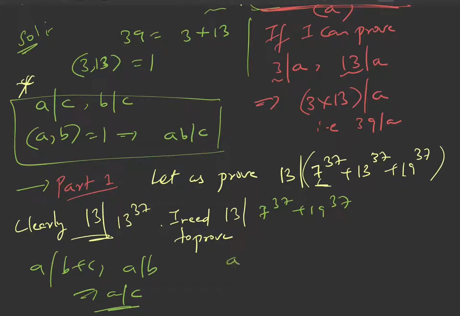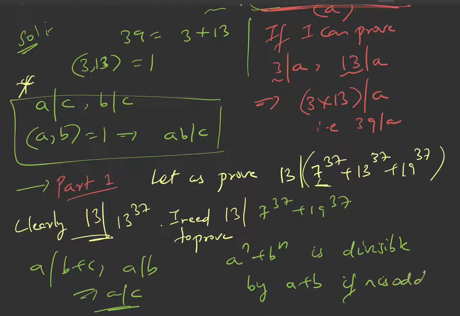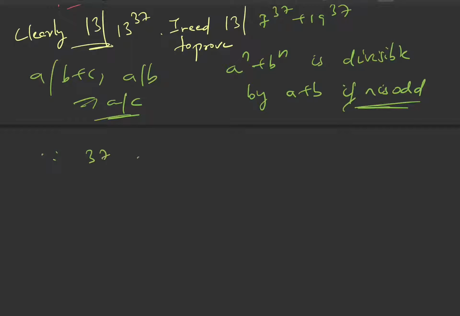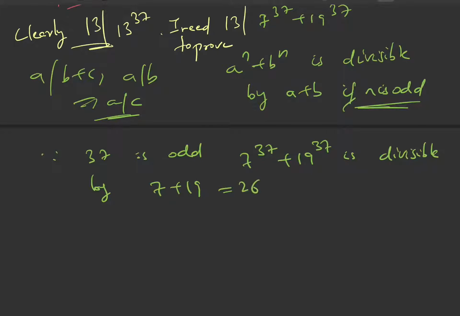So this is very clear that we have studied A power n plus B power n is divisible by A plus B if n is odd. This is a property which we have studied. So clearly, since 37 is odd, 7 power 37 plus 19 power 37 is divisible by 7 plus 19, which is 26. So this implies 13 also divides this thing, right?